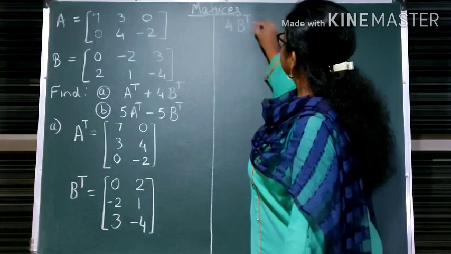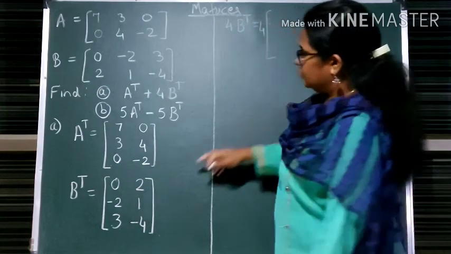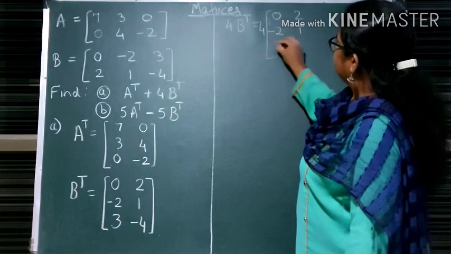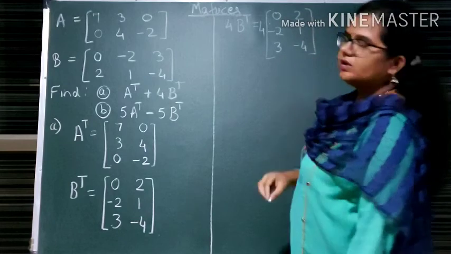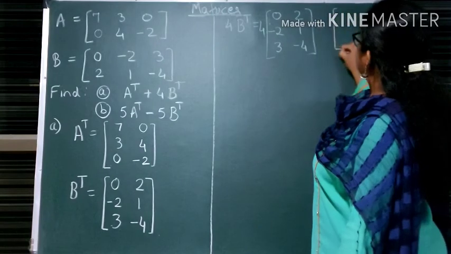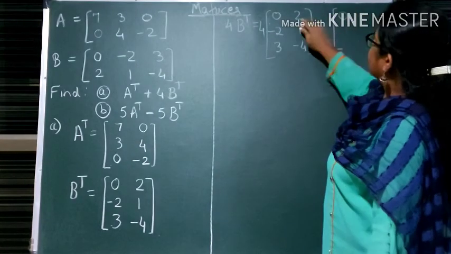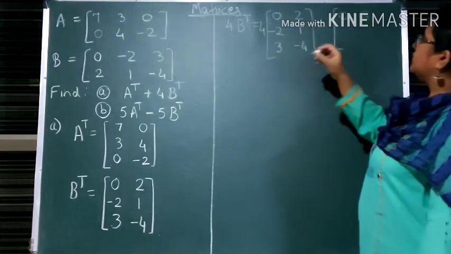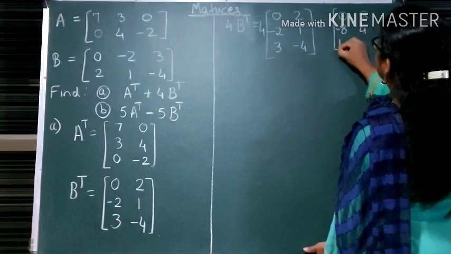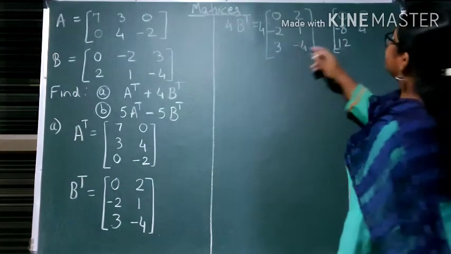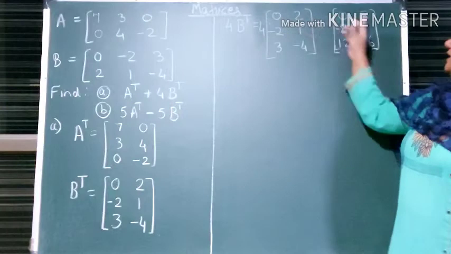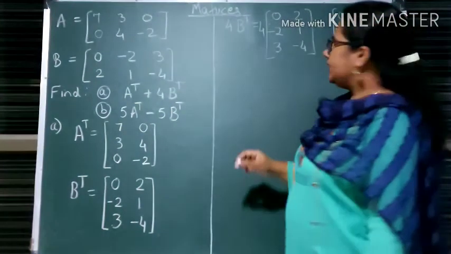So 4 into B transpose is equal to 4 into the B transpose value, that is 0, 2, minus 2, 1, 3, minus 4. You have to multiply each element by 4 and you will get 4 into B transpose. So 4 into 0 is 0. 4 2s are 8. 4 into minus 2 is minus 8. 4 into 1 is 4. 4 3s are 12 and 4 into minus 4 is minus 16. Okay, so multiply each element by 4 and you get 4 into B transpose.